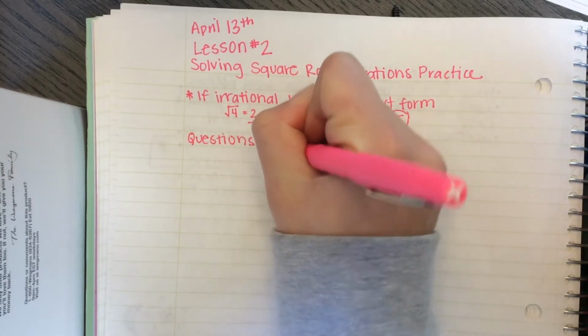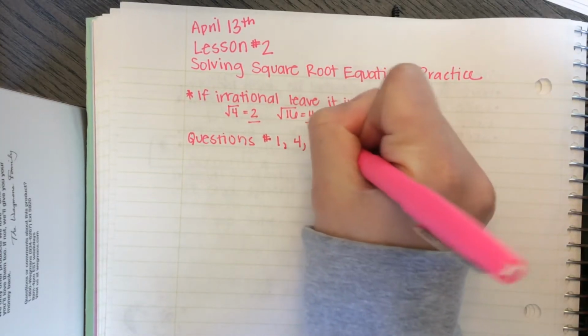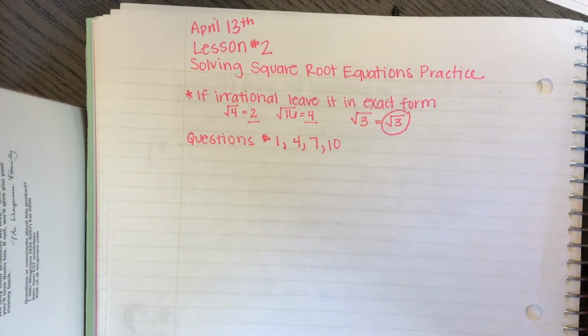So what I'm going to do in this video is questions numbers 1, 4, 7, and 10, so kind of down that first column. And if you scroll to the bottom, there's extra practice. That's not mandatory, but if you're feeling like, hey, I could use some more practice with this, you can totally do those problems as well.